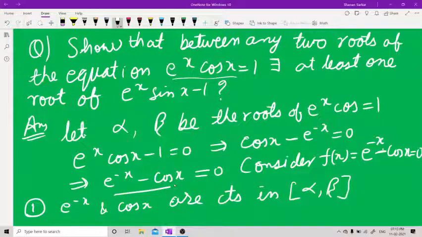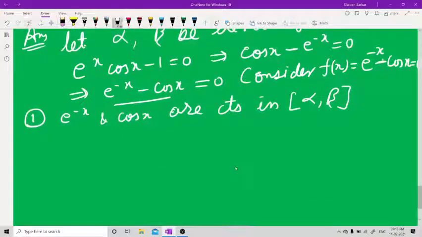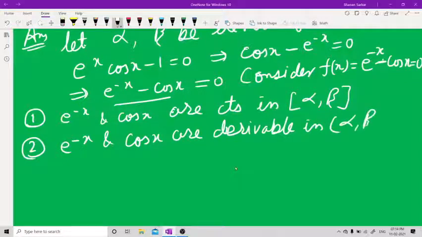Number 1, the first point of Rolle's theorem: because they are exponential and trigonometric functions, they are continuous. They are derivable. e to the power of minus x and cos x are derivable, that means they're differentiable, in alpha comma beta. This is the second rule of Rolle's theorem.